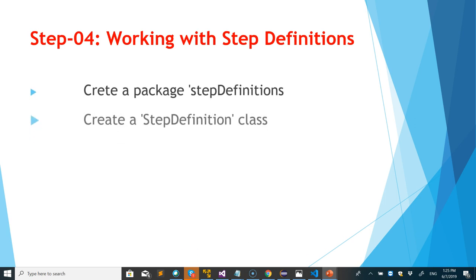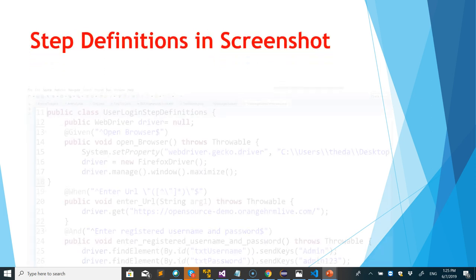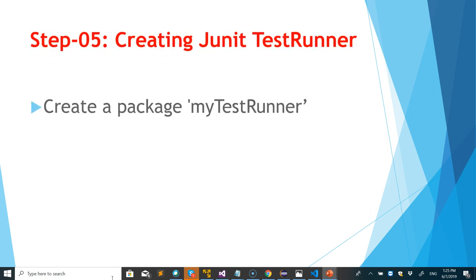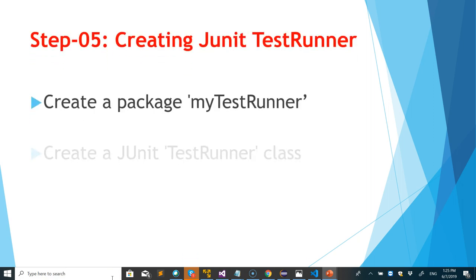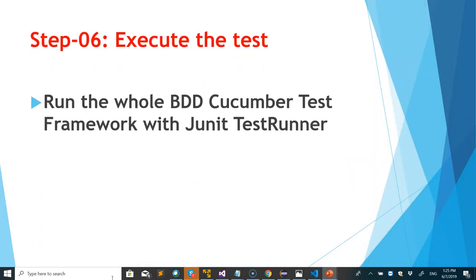Then, working with step definitions, we have to create a package, step definitions, and inside the package we have to write the step definition class, and map, bind the scenario with the step definitions class with glue code, then develop the program and write the test scripts. Step definitions in screenshots, and creating the JUnit test runner. Okay, let's see how it looks. Execute the test.